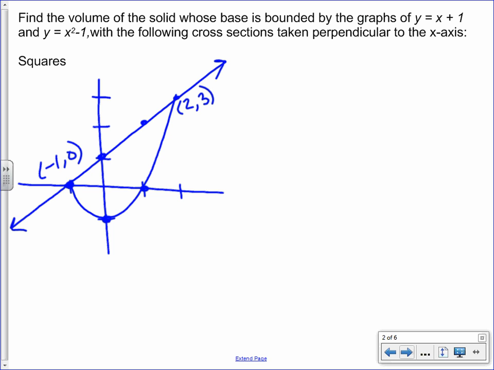All right. So now we want cross sections perpendicular to the x-axis. So that means we have shapes lying here, which tells us we're integrating with respect to x. And these are squares. So I'm going to draw my green square that's lying here. What I'm highlighting is what's lying right here standing up. So I have this square sticking out of my board.